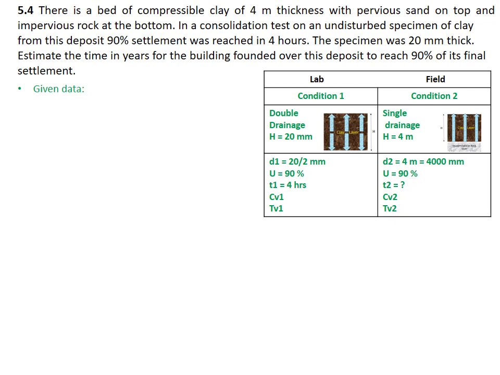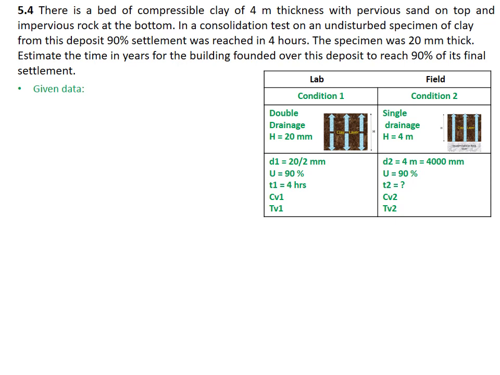Now if you see the first column for lab, 99% of the cases in the lab will have a double drainage testing. So in that case, the D becomes H by 2. So as you can see, we have written D1 equals H by 2, 20 by 2, is 10 mm. The other lab data we have is U is 90% and the time T1 is 4 hours.